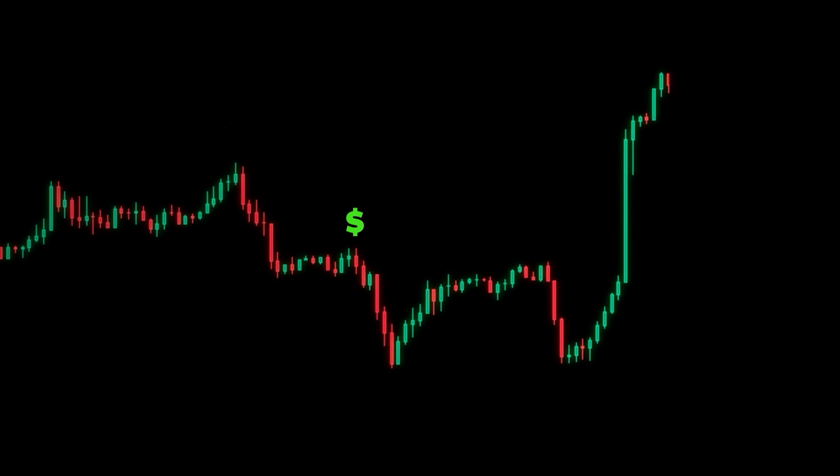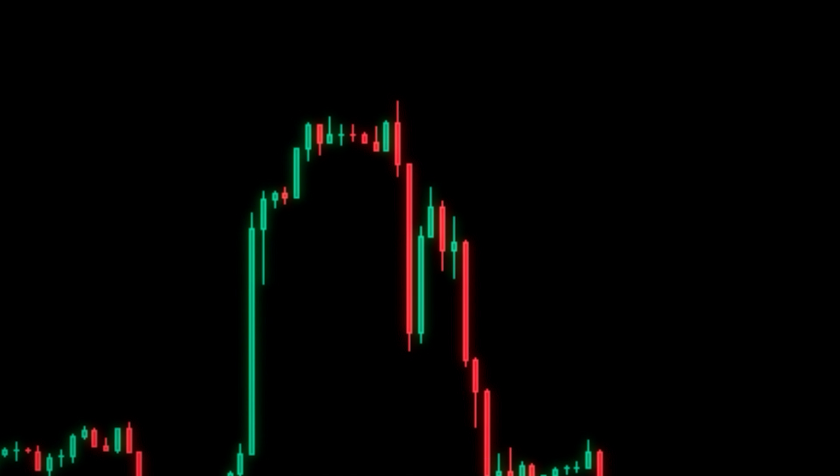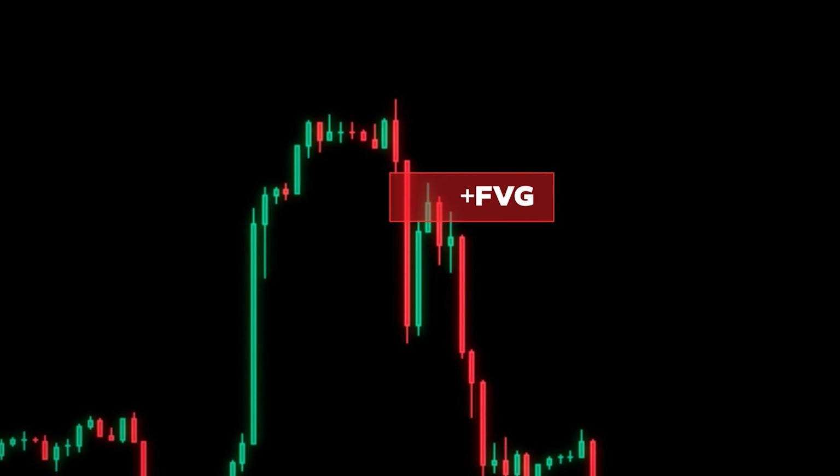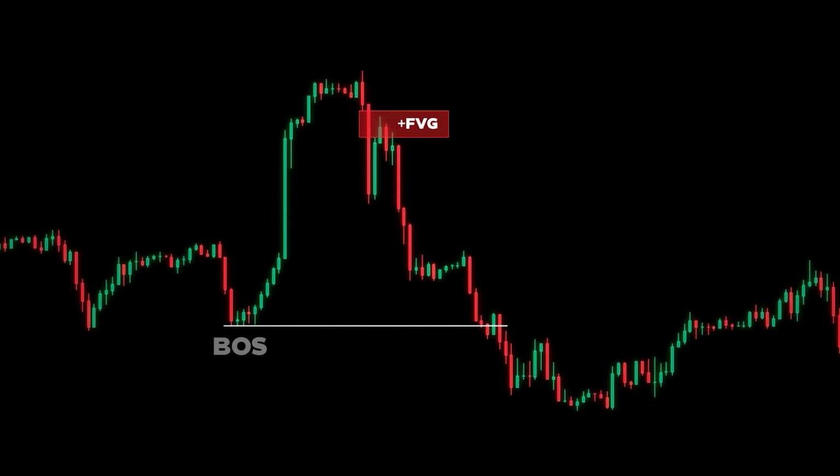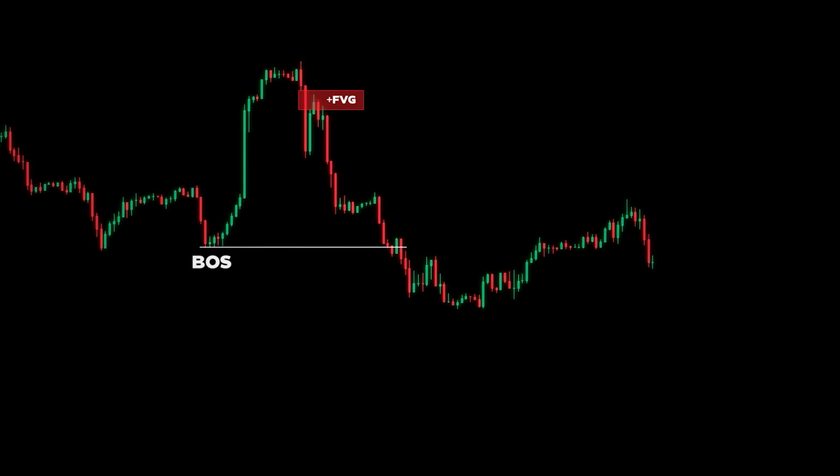We can see that the market ended up taking out all the liquidity before making a move back down lower. Then it started to retrace back up to fill in the imbalance right here. The market then respected the area and continued to go lower, breaking the swing low and showing that it is a retracement, not a reversal.